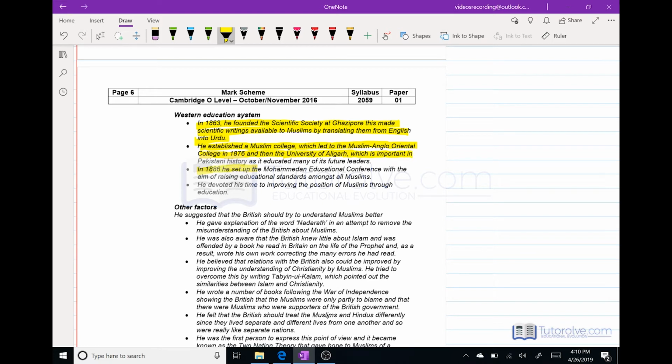In 1886, he set up the Mohammedan Educational Conference with the aim of raising educational standards among the Muslims, since Muslims were considered illiterate and backward at that time. He devoted his time to improving the position of Muslims through education. Now, these are some of the points regarding Western education, how he tried to bring English and the ideas of Western education into the mainstream minds or the consciousness of the Muslim population.